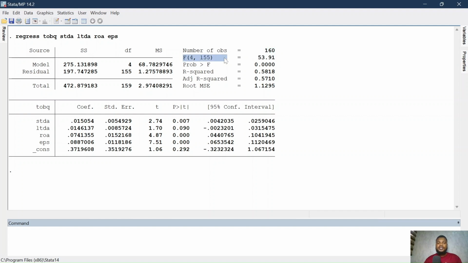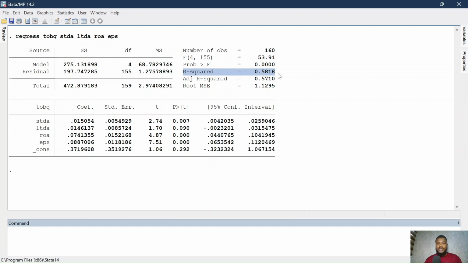The F statistics gives me a value of 53.91, and it is highly significant as indicated by the probability of the F statistics. This tells me that this model is fit because the F statistics is there to diagnose the fitness of the model. If it is significant, it indicates that the model is fit, and so this result is reliable. This is also supported by the R square of 0.5818.